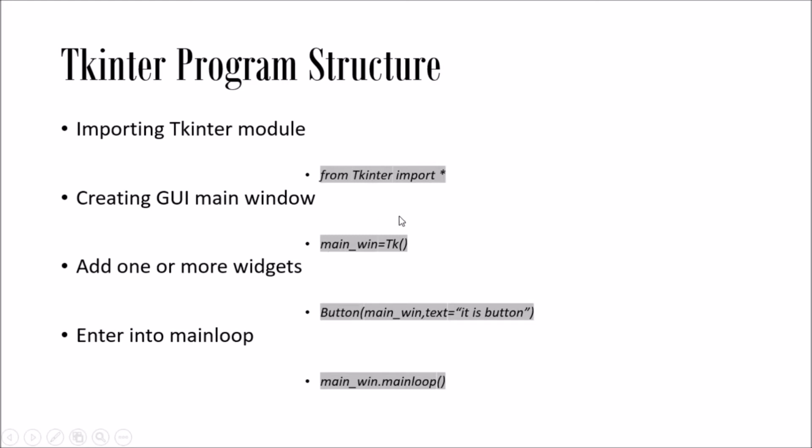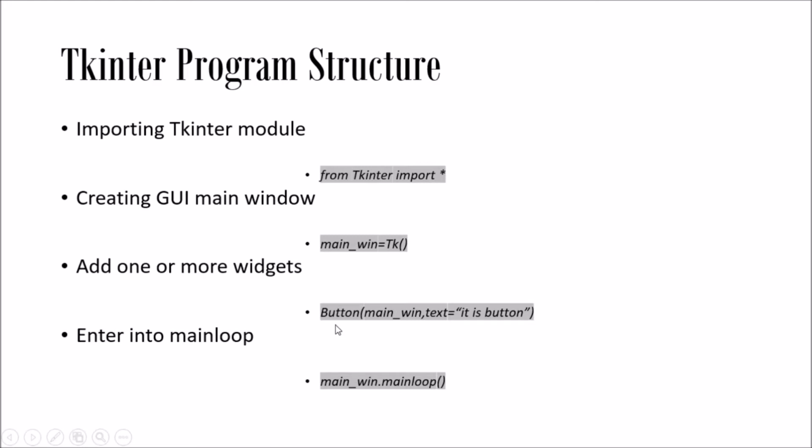So the main window is the instance of the Tk method. Now after creating a main window, you have to add one or more widgets into that main window. I will show you how to add and design it. But remember, that is the general structure, the tkinter program structure that we are following. So you have to add one or more widgets.